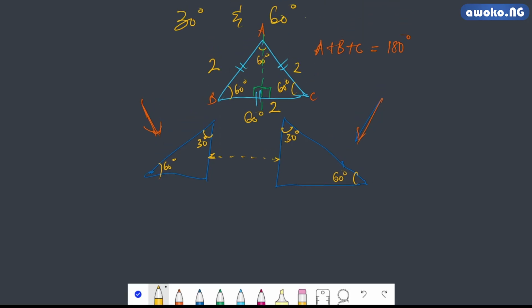So we have 2 over here, we have 2 and 2. That is the assumption. So if we divide 2 into 2 equal halves, we have 1 here, we have 1 here, and 2 would be here, 2 would also be here. So you realize that these two triangles are the same, they are equal. So we can pick one of them and analyze.